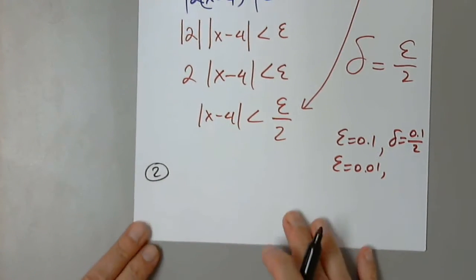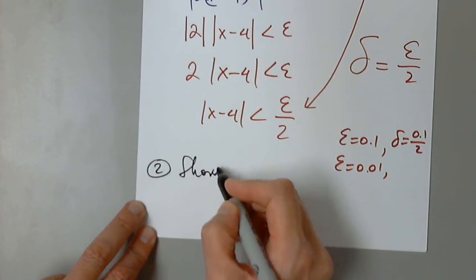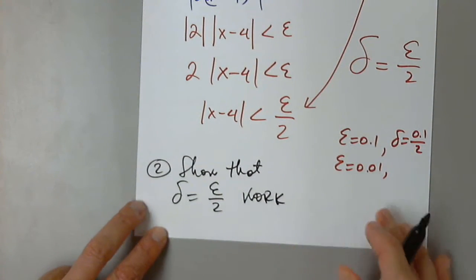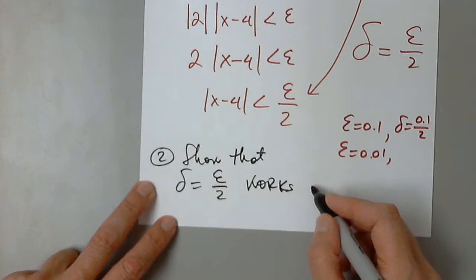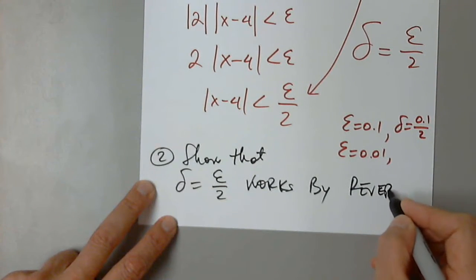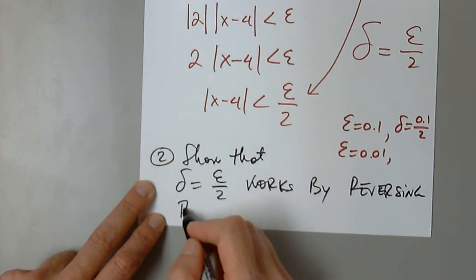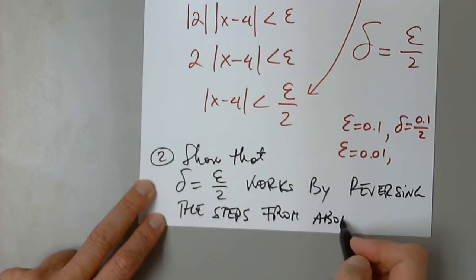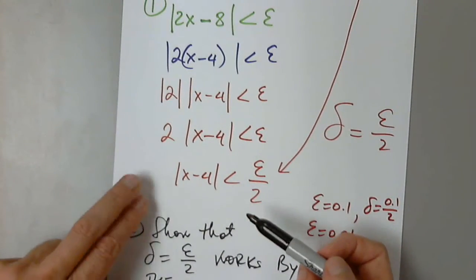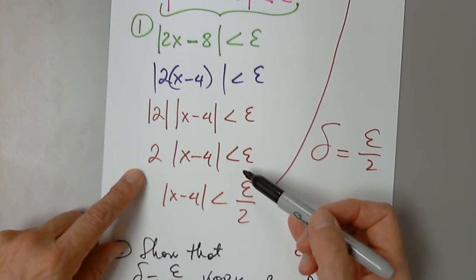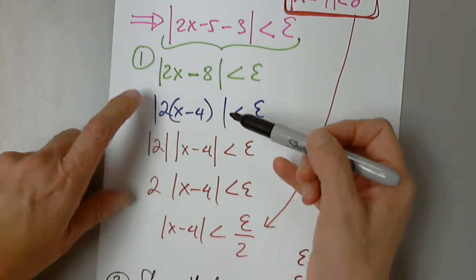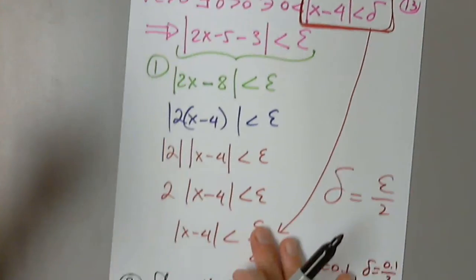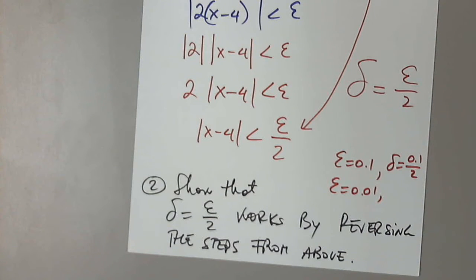So part 2, I have to show that delta equals epsilon over 2 works. I don't want you to do anything else, just write by reversing the steps from above. That's all I want you to write. What should I do? I'll start here. I'll multiply both sides by 2. I'll put the absolute value of 2. I'll change it into this, and I'll change it into this. There is no need for you to copy. I'm happy with just writing that.